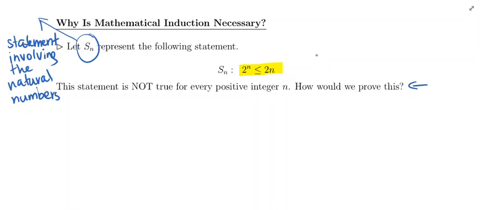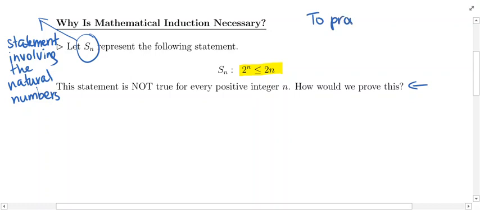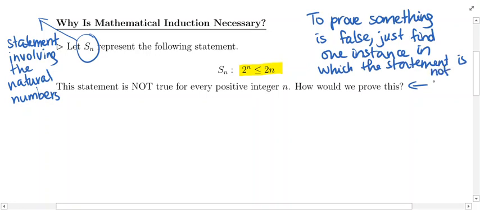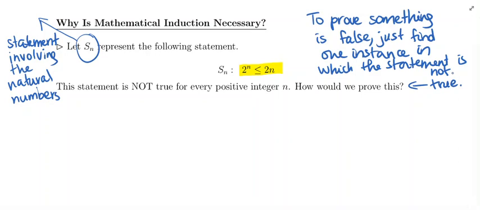To prove that something is false, all you have to do is find one instance in which it's not true. So I'm going to write that right here. To prove something is false, just find one instance in which the statement is not true. So that's what we're going to do here. We are told the statement is not true for every single counting number, so we need to essentially prove that.